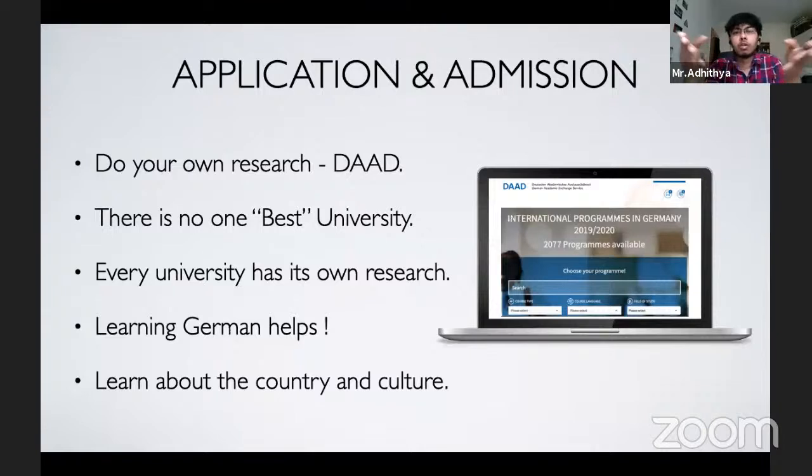And this is not only with Germany. Even if you are planning to go to any other country in Europe, it is always better to learn the national language of that country.